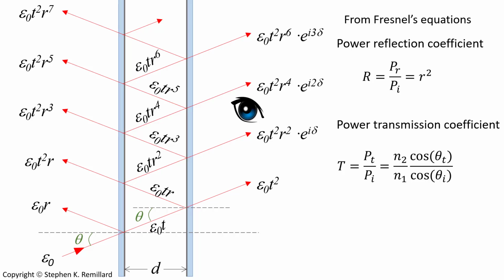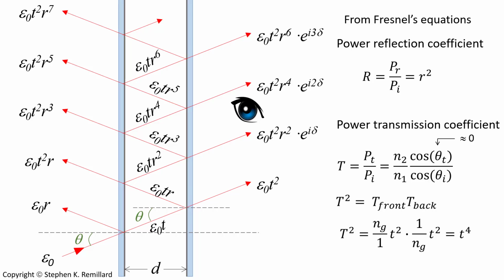In most uses of a Fabry-Perot interferometer, the angle of incidence is nearly or exactly normal, so setting these angles to 0 results in a simplified transmission coefficient of just the ratio of the indices. When the ray starts on the left and ends on the right, it has gone through the glass twice. Altogether, the transmission coefficient for power squared is little t to the fourth.